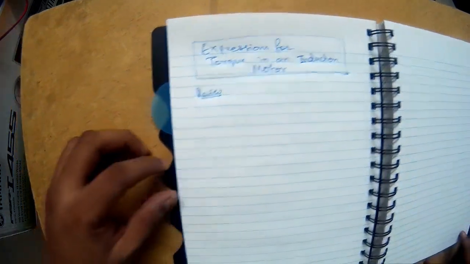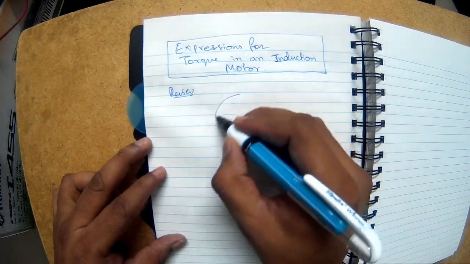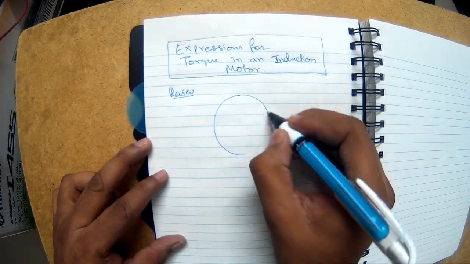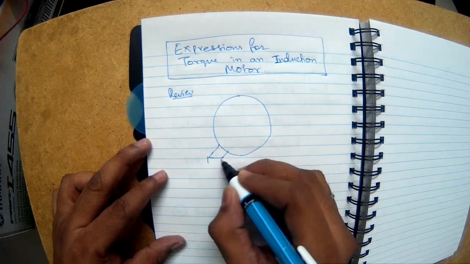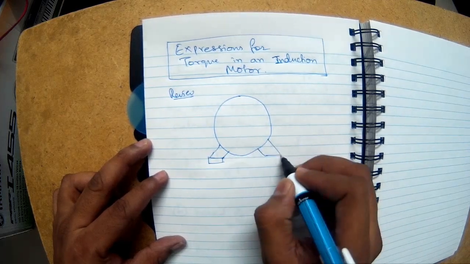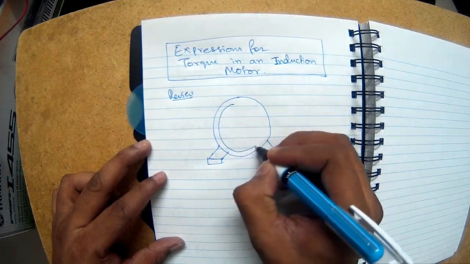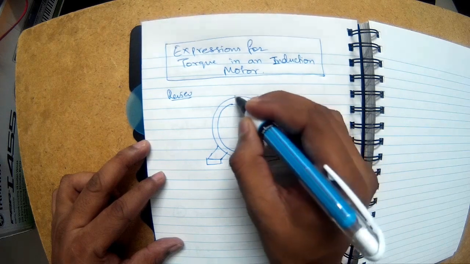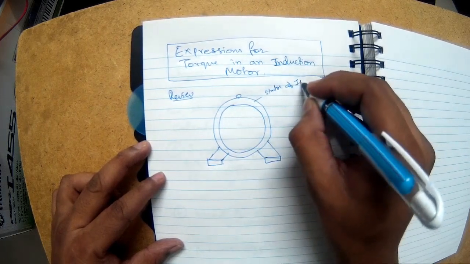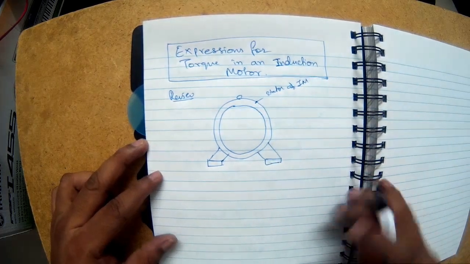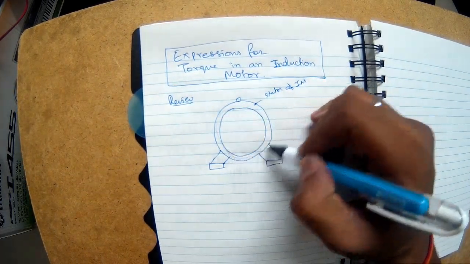So what is the construction of an induction motor? You have the stator. I denote the stator by this stator frame. Let's say this is the stator of the induction motor. Now what does the stator contain? It contains some three-phase windings.